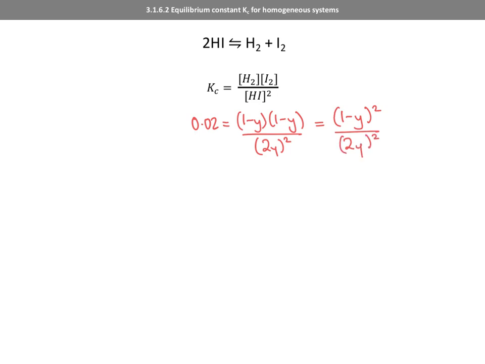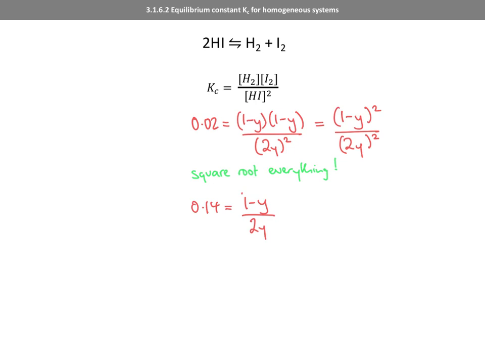So all I've done is instead of writing 1 minus y times 1 minus y, I've just done 1 minus y squared. Now, the reason that makes the next step easier is because what we can hopefully see more clearly is that we could square root everything. So the square root of 0.02 is 0.14, and then the square root of 1 minus y all squared is 1 minus y, and the square root of 2y squared is 2y.